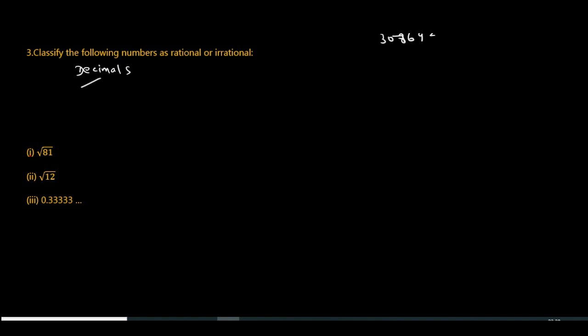There are two types of decimals. One is terminating decimal. Another one is non-terminating decimal. Which means terminating will have an end. For example, 2.35 is a terminating decimal. 0.42735 is a terminating decimal. Any number, if it has an end, that will be called a terminating decimal.